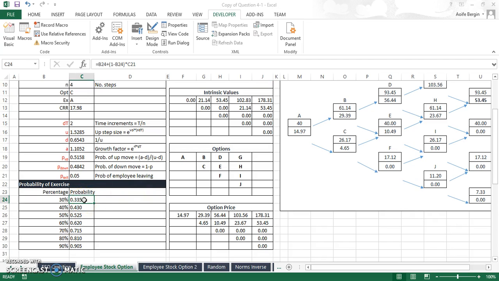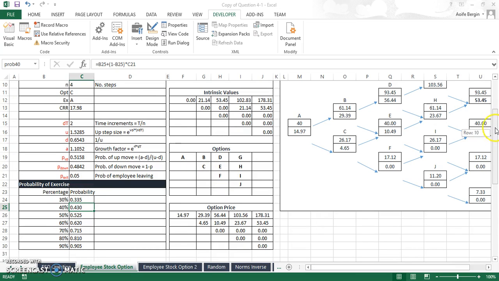So how we do this is we're going to get the probability of exercise, which is 30%, plus 1 minus the probability of exercise, multiplied by the probability that an employee will leave the company, which is 2.5%. But we multiply that by 2 in this cell because it's for 2 years, not 1. So we'll do that for the 30, 40, and 80 because it's for these ones here.